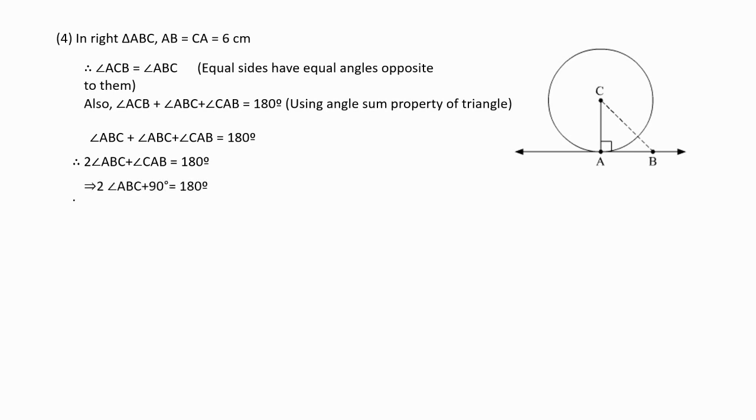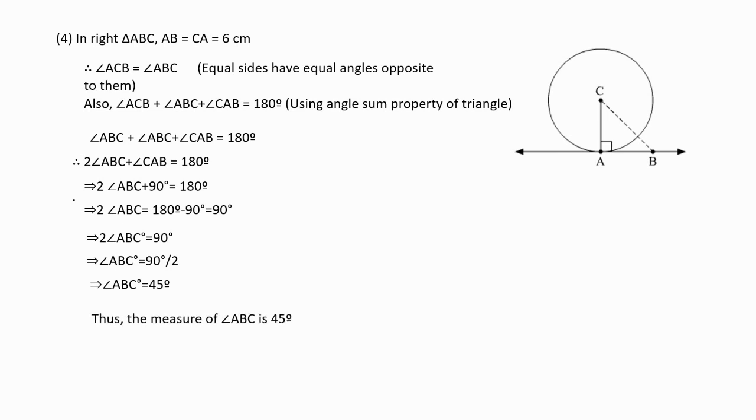Therefore, by substituting 90 degrees in place of CAB, we get 2 angle ABC plus 90 degrees is equal to 180 degrees. By taking the plus 90 degrees to the other side, we get 2 angle ABC is equal to 90 degrees, and by taking the 2 to the other side and dividing 90 by it, we get angle ABC is equal to 45 degrees. Thus, the measure of angle ABC is 45 degrees.